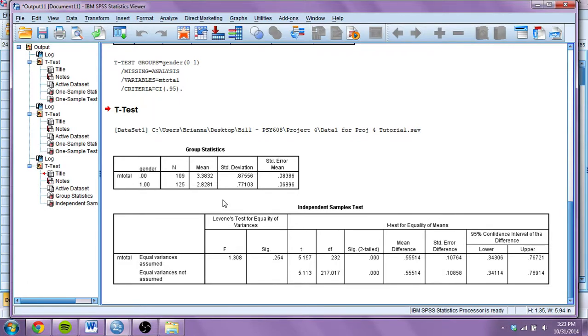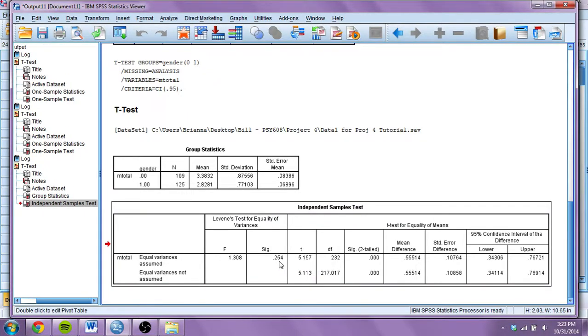Yep, so just basically, if you guys do get a p-value that is less than 0.05 for Levene's, that means that you can't assume that there's equal variances between men and women, and you would have to interpret the line that says equal variances not assumed.